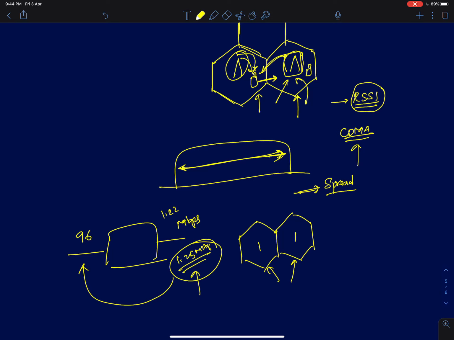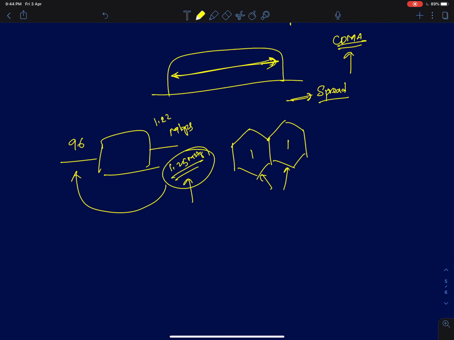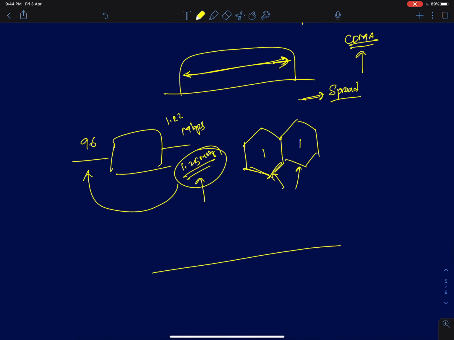Okay, a slightly more involved version of CDMA will be that now of course you will be given more band. You will not be given just 1 megahertz for transmitting. You will be given 5 megahertz or 25 megahertz for transmitting. The band will be 25 megahertz.